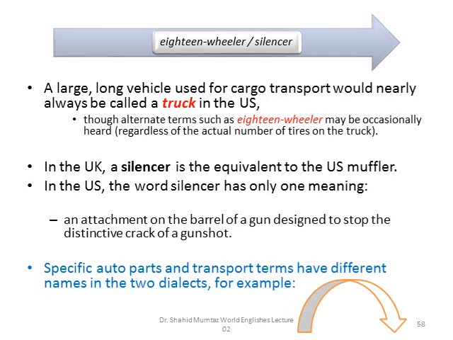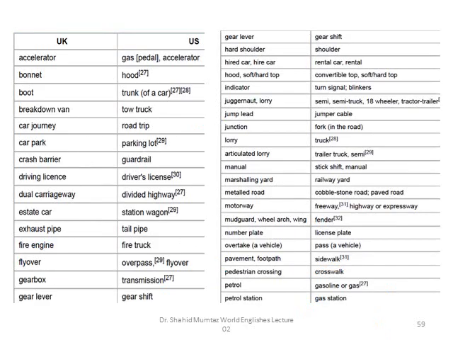Specific auto parts and transport terms have different names in the two dialects. So you can see in this chart how the different terms are used regarding vehicles. Like you see accelerator; in America you say gas pedal. Bonnet, hood; boot, trunk. Okay, and breakdown van, tow truck; car journey, road trip. So you can go through this.